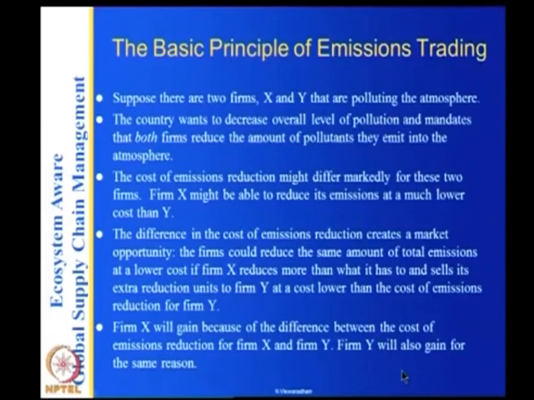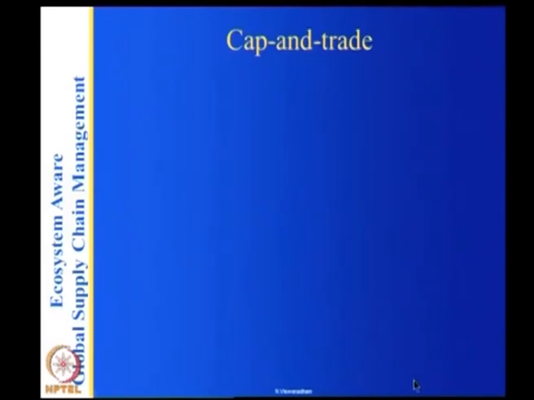Firm X will gain because of the difference between the cost of emission reduction of firm X and firm Y, and firm Y will gain for the same reason. It's obvious that for X, whatever it gets from Y should be more than what it spends in reducing the emissions. And of course, for Y, it should buy cheaper from X than it has to pay to the regulator. So it has to be a win-win situation for both.